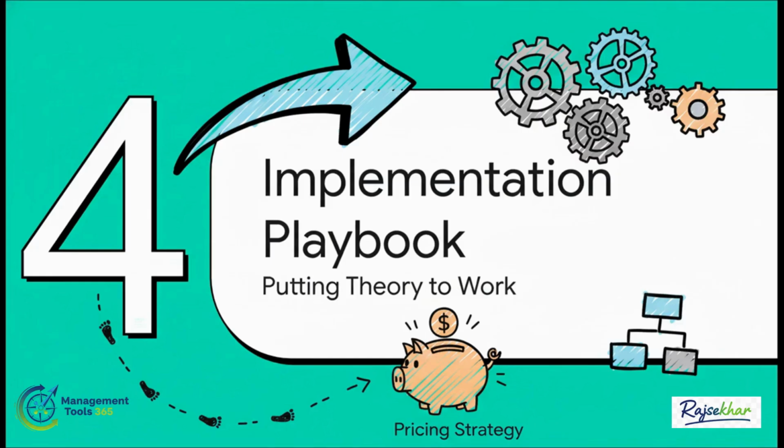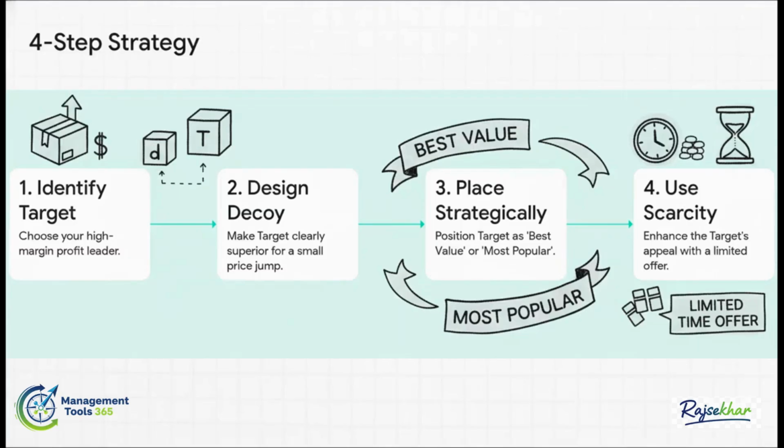Okay, theory is great, but let's make this real. How do you actually build this into your own pricing strategy? Let's walk through the implementation playbook step by step. It really breaks down into four key steps. One, you've got to know which product is your profit leader. That's your target. Two, carefully design the decoy so it's obviously inferior to the target, but pretty close in price.